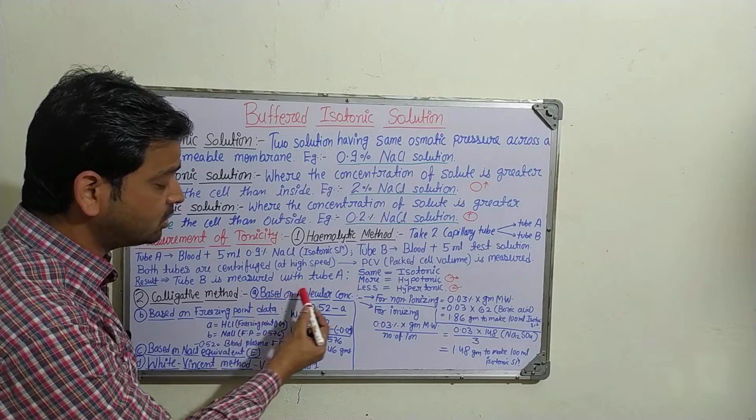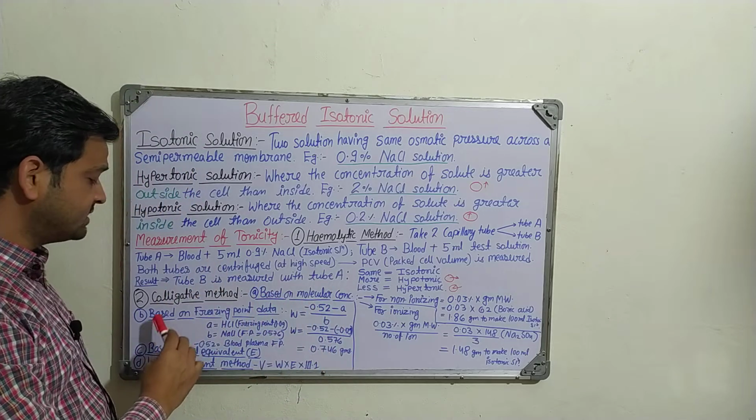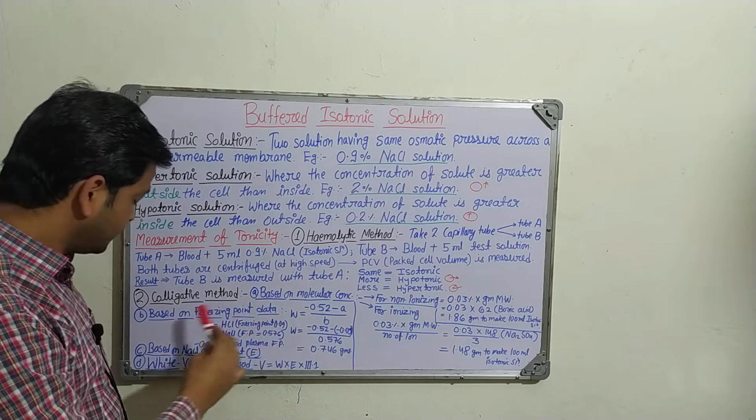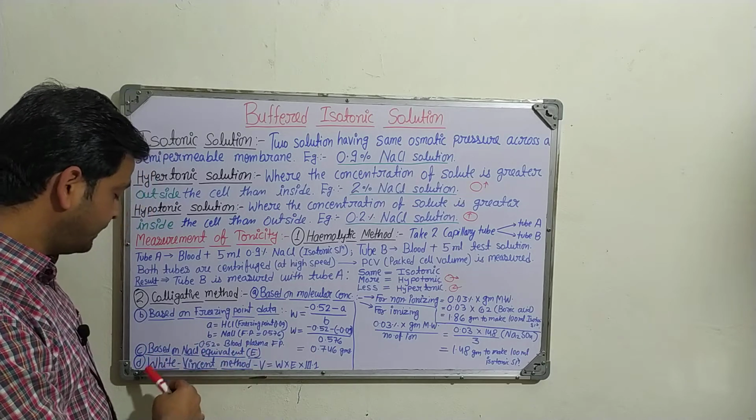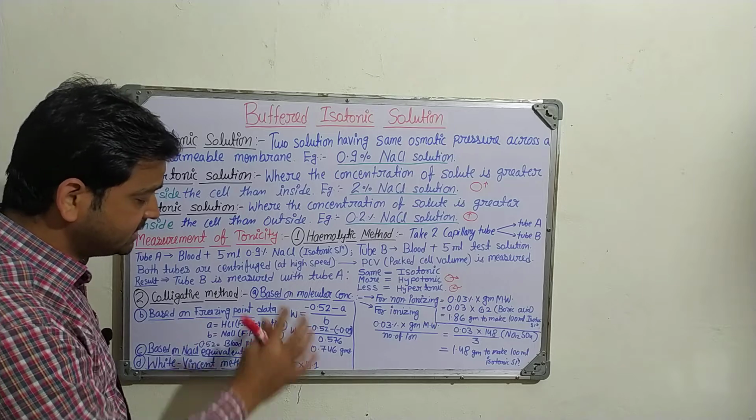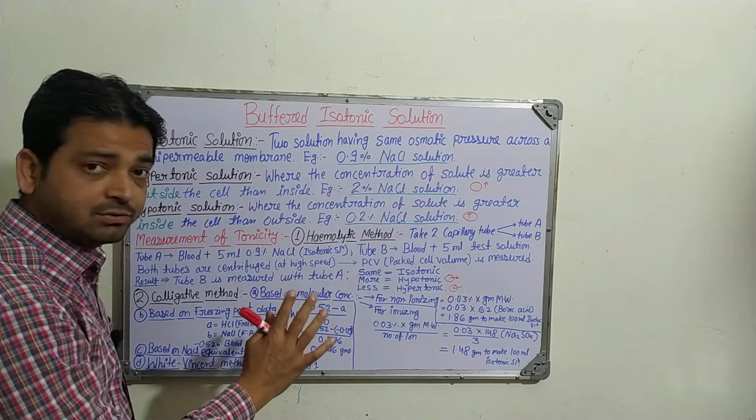First one, it is based on the molecular concentration. Second one, it is based on freezing point data. Third one is based on sodium chloride equivalent, that is denoted by E. Then the White-Vincent method, right? So let us discuss this one. It's very important. You try to understand here.